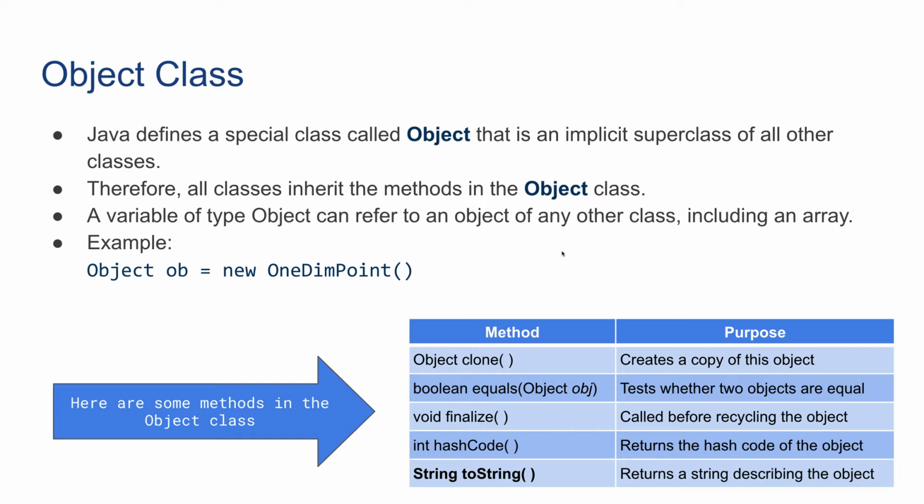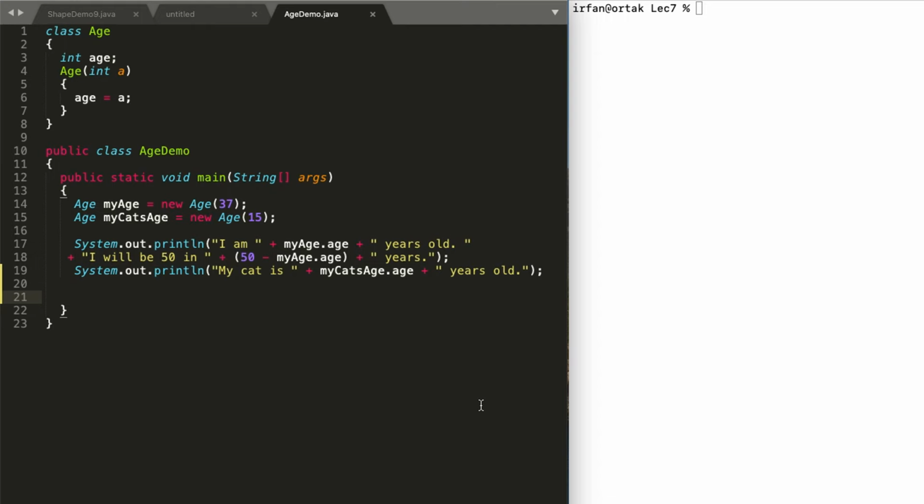So we're going to work on an example where we can actually use toString, but we can also see how we can override the toString method. All right, so let's look back at our Age class from chapter 4. We had a class Age that has an integer age attribute and also a constructor Age, which takes the initial value and then sets age to a. And then here we had two objects, my age and my cat's age. That was 37 and 15.